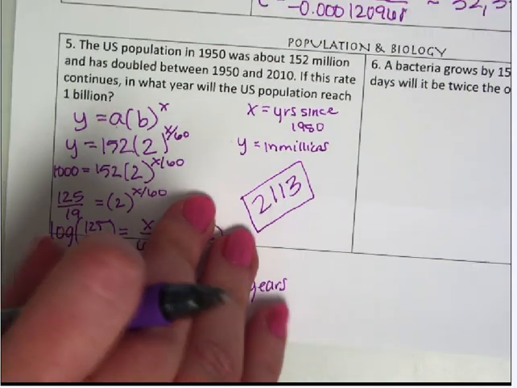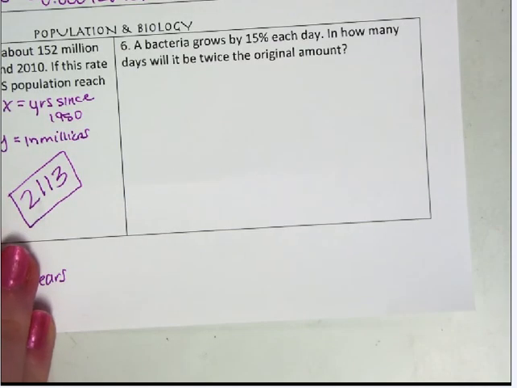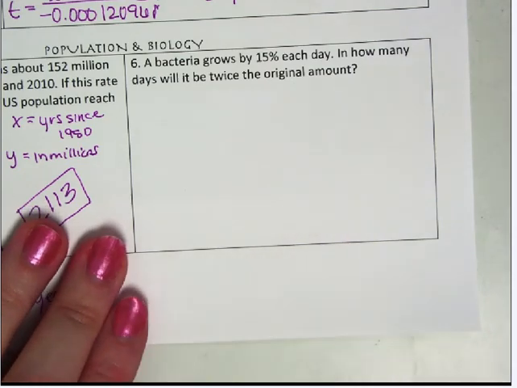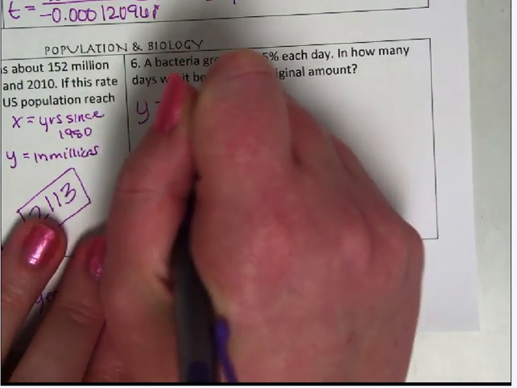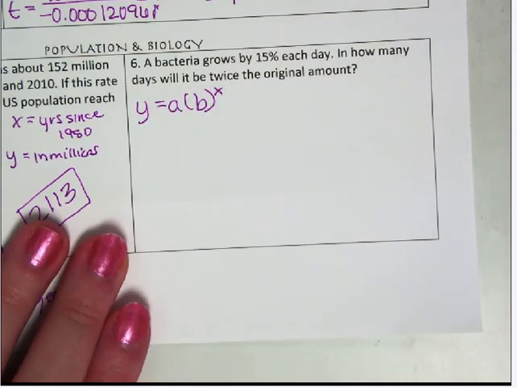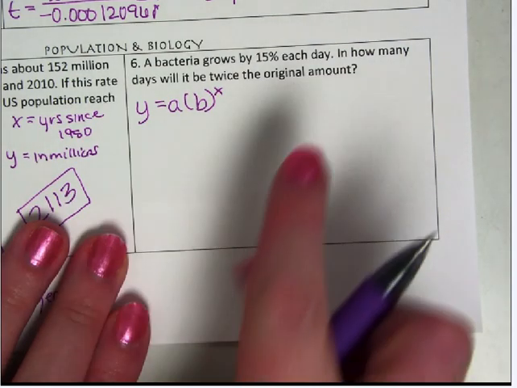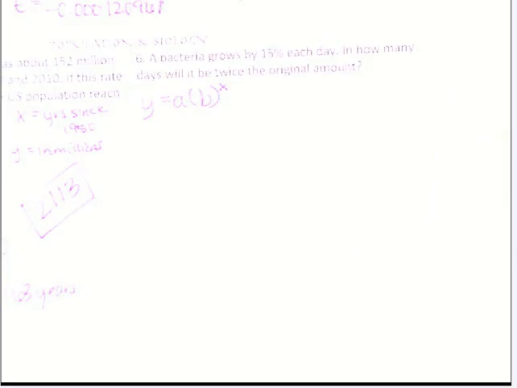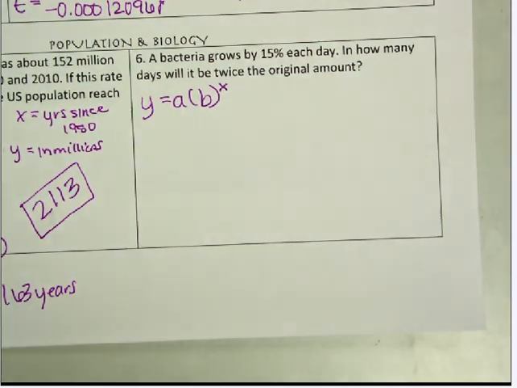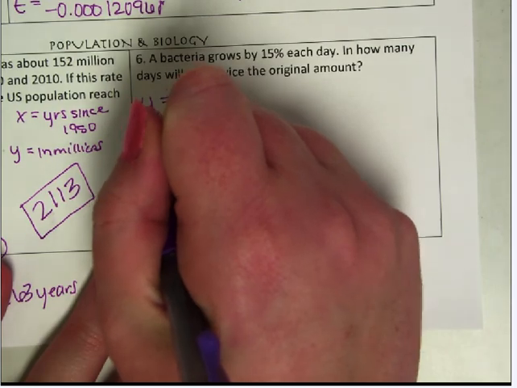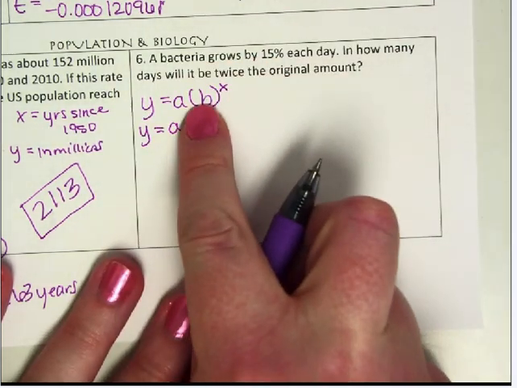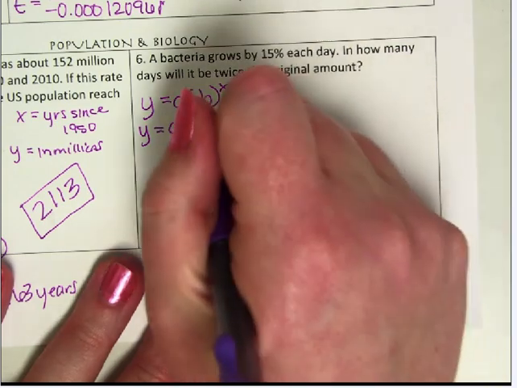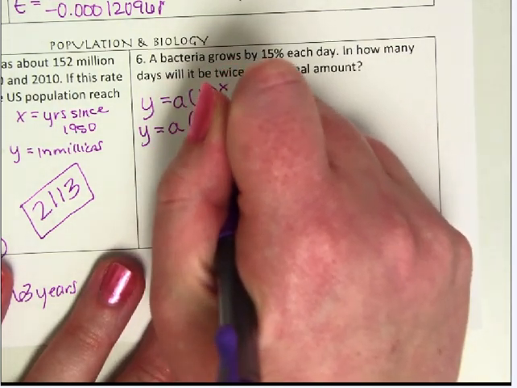All right, last question. A bacteria grows by 15% each day, and how many days will it be twice the original amount? Okay, so this is another one where we have to kind of set it up. Y equals a times b to the x. But we're not given anything about the initial amount. So for now, we'll just leave it as A. But the B, we're growing by 15%, so it's kind of like the compound interest. It's 1 plus 0.15.